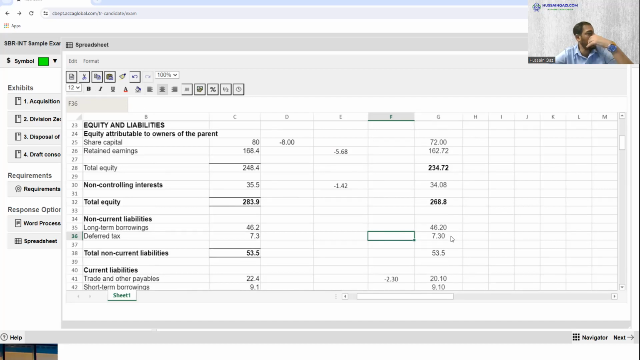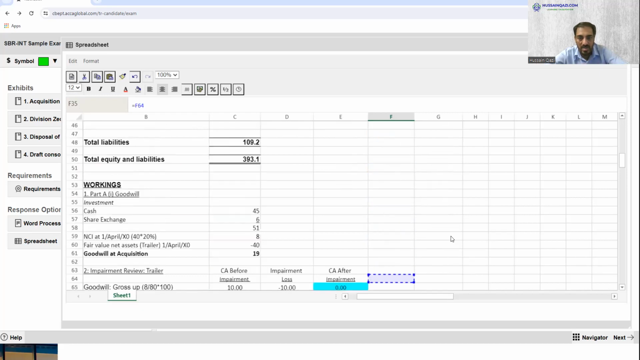No deferred tax liability adjustment. Sorry, long term. By mistake, I mentioned the things on the long. Sorry, it's long term liability here.